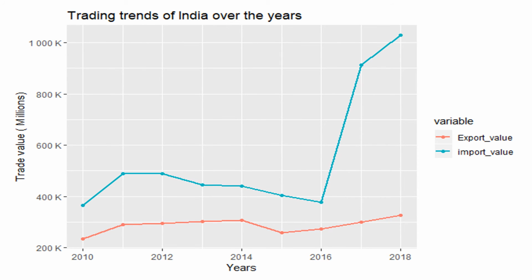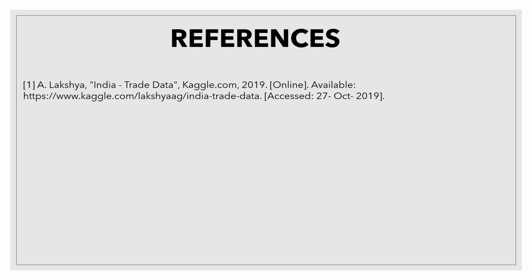Over the years, there is a significant increase in India's imports, whereas exports are increasing at a slower pace. There is a belief that developing countries import less and export more. From our analysis, we can see that it is not always true, because developing countries rely on their partners to increase their growth and also try to increase their exports in due process. This is the reference used for the analysis.